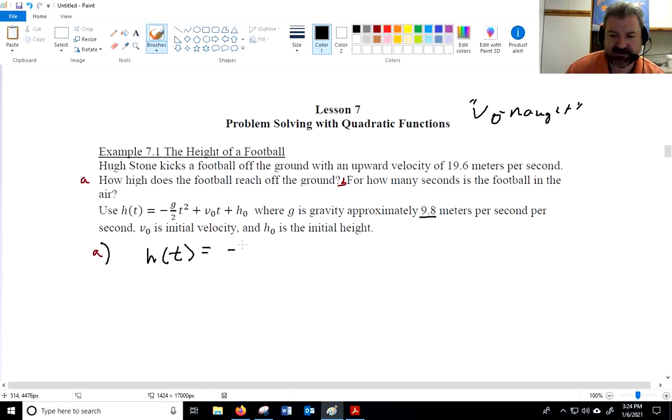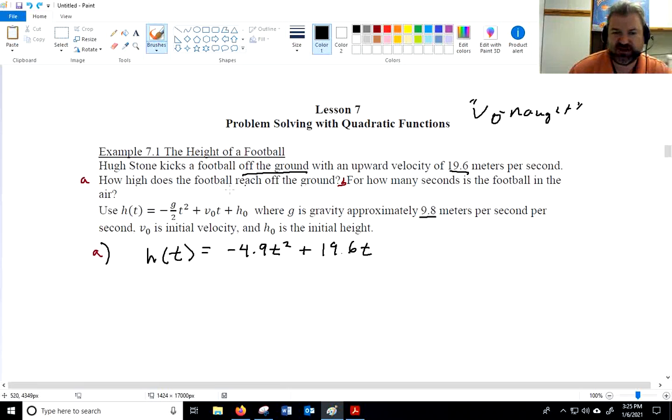So that makes it negative 4.9, because it's g over 2 t squared plus v naught, the initial velocity. Well, we were told it was kicked upwards at 19.6, so 19.6 times t. And we were told it was kicked off the ground. If it was kicked maybe off of a tee or something that's higher up off the ground, then we might have something here. But instead, our h naught is just 0. Which, of course, I don't need to write, but I just wanted to show you where I got each one of those three things. So I'll take it off there.